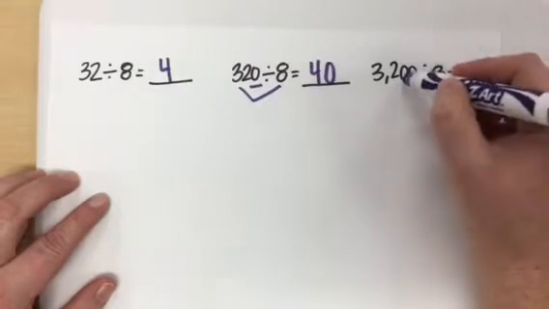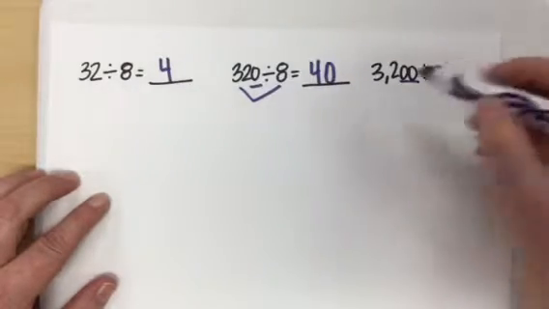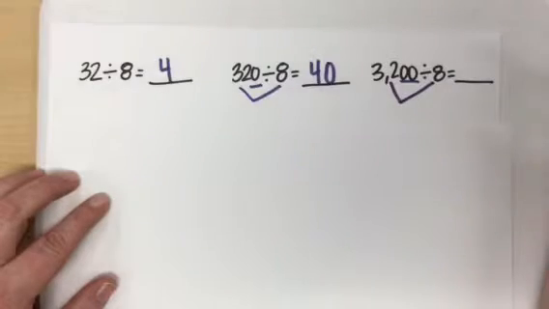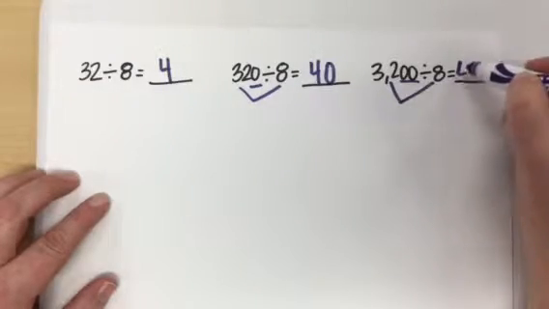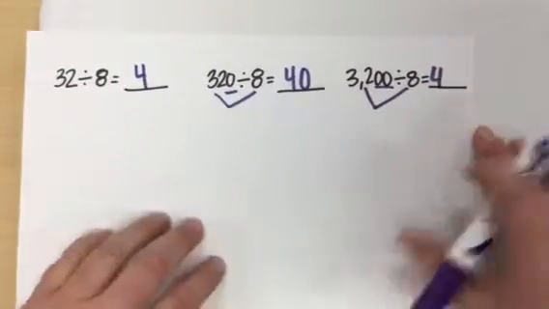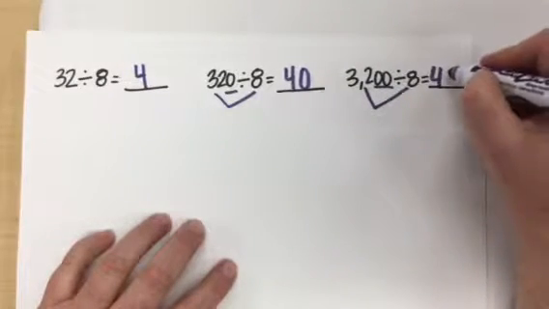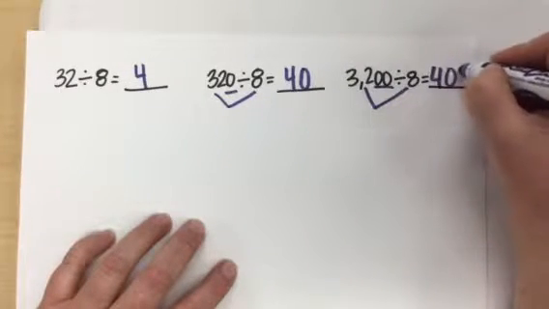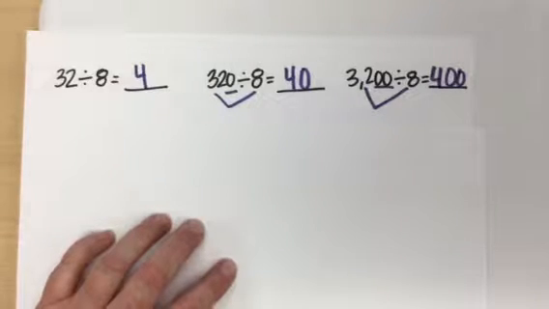Same thing. I have 2 zeros here. Well, I can ignore those for a minute. What's 32 divided by 8? It's 4. I had 2 zeros that I ignored, so I've got to put them back on. 400.